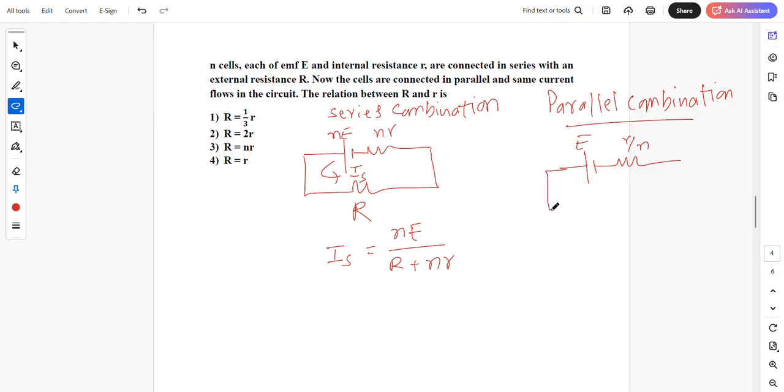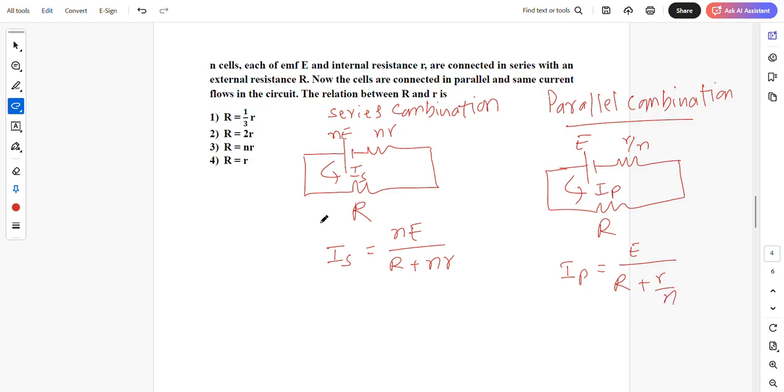And now this is the external resistor R. I will call this IP, as they are connected in parallel. This is E, this is R by n. What is the parallel I? Parallel I is equal to E divided by R plus R by n.